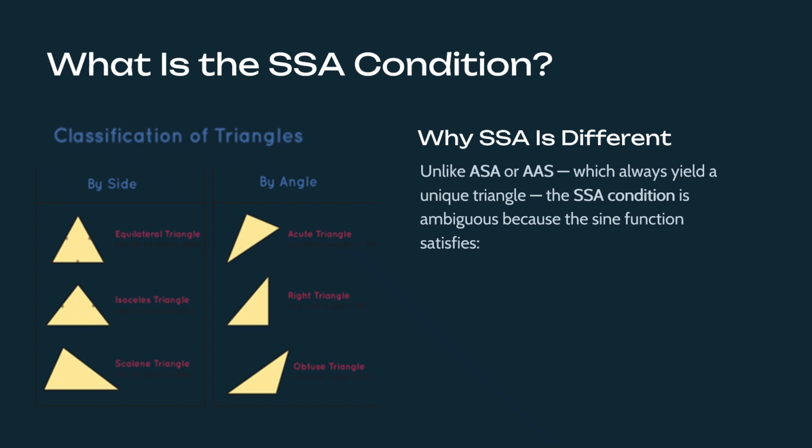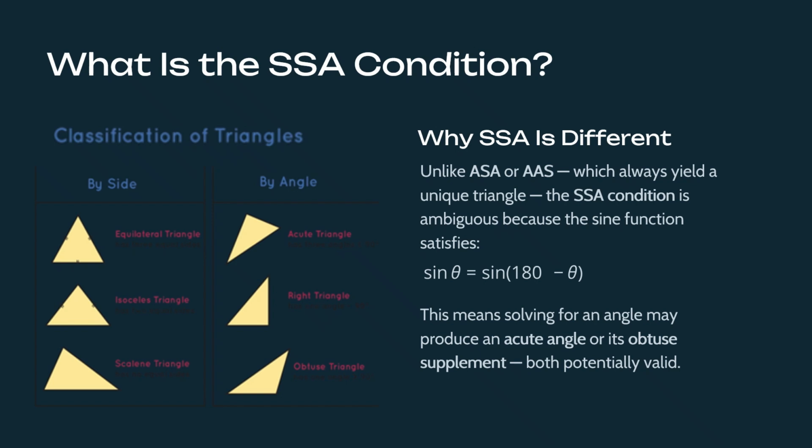The reason lies in the sine function. Notice this identity. Sine of angle theta is equal to the sine of 180 minus theta. That means if we solve for an angle using the law of sines, we might get two possible answers, one acute angle and its obtuse supplement. Both can form valid triangles. That's why SSA is called ambiguous. The same information can lead to two different solutions.